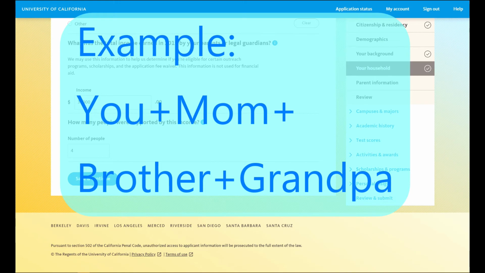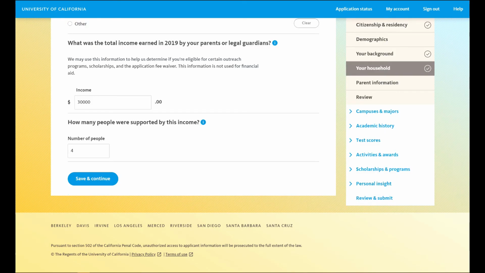The next question asks how many people were supported by this income. First and foremost, make sure to include yourself in this number. If your parent is providing for someone else in the home, such as a younger relative or an older relative that lives with you, please include them in this number.